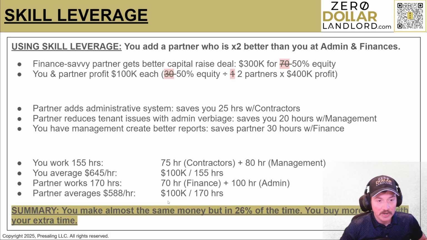So it takes everybody less time because you are incorporating somebody else with skill, and you make more money cumulatively, but slightly less money individually. But you're doing it way more efficiently, right? Again, it was $200 an hour before, and now you're working at $645 an hour.